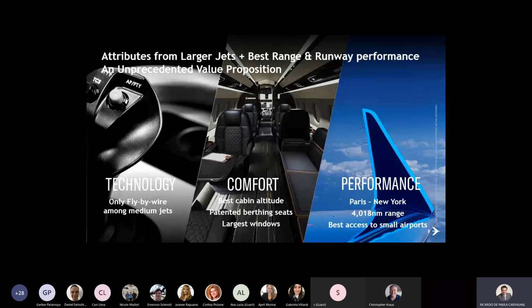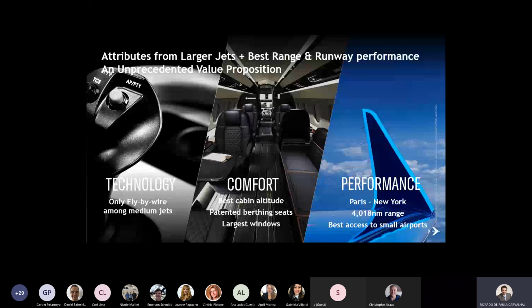We at Embraer try to bring to this family attributes from larger jets, so things that you would only find in airplanes that cost 50, 60, 70 million dollars, and combine that with the best range and best runway performance of this segment. If you ever heard Michael speaking about those things, you realize that he always divides or shares our value proposition in 3 different pillars: technology, comfort, and performance.